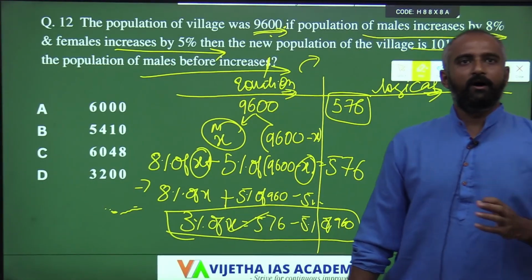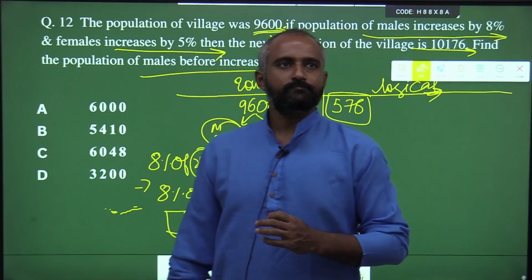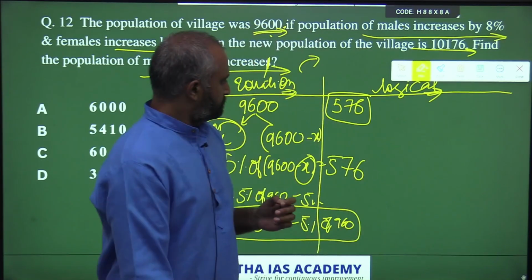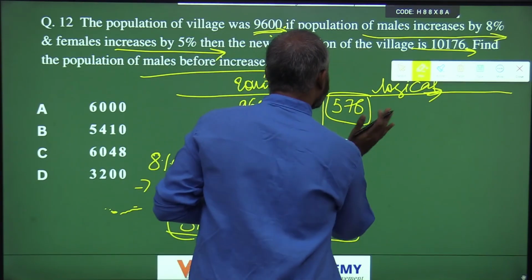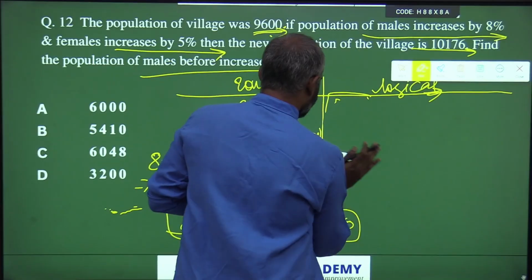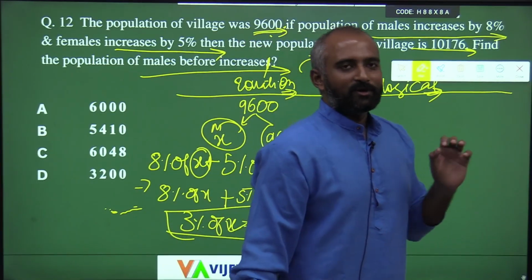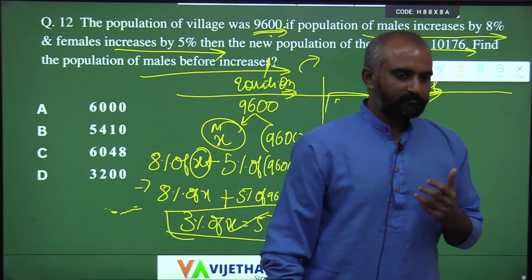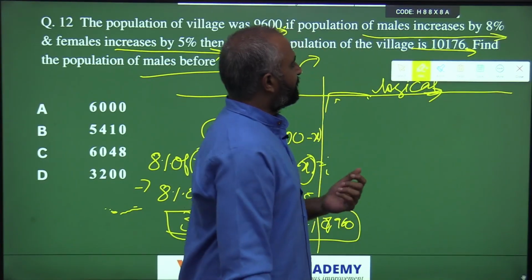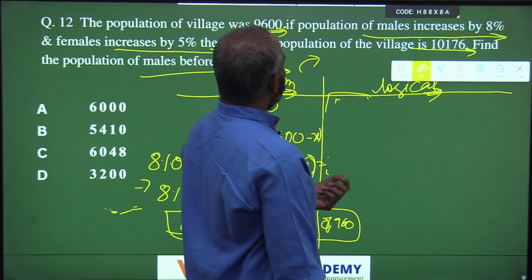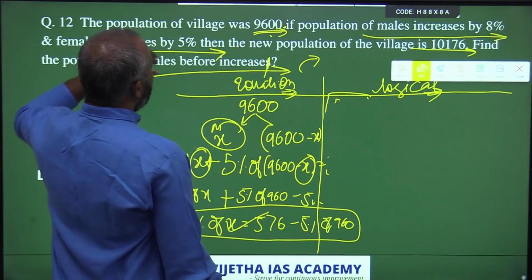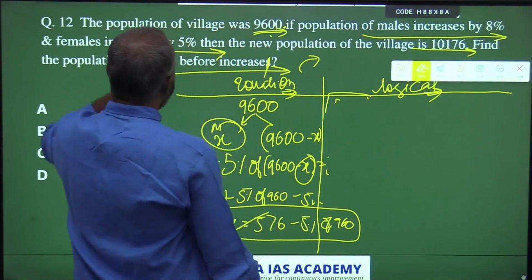Now let us see the logical way here. Kindly concentrate here because the logical way asks for a higher mental load from you. Just focus for a few seconds. So I see 8% increase and 5% increase.